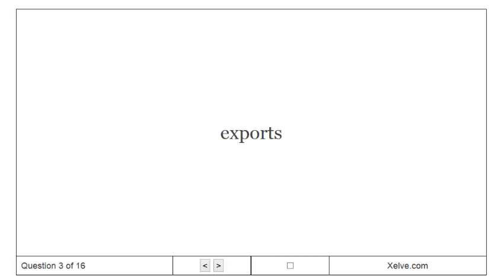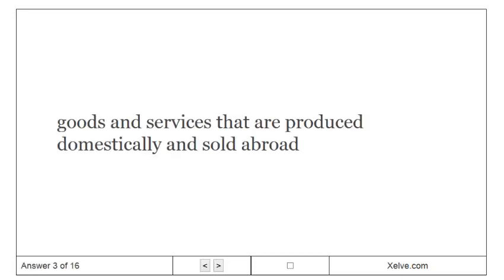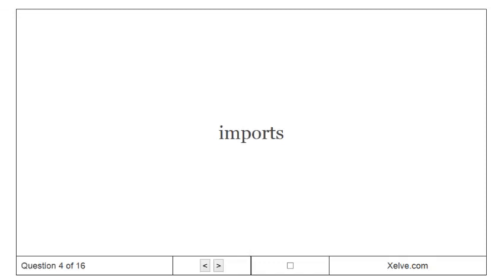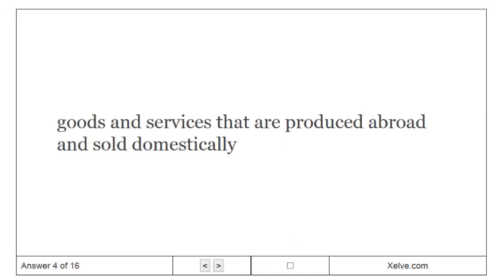Exports. Goods and services that are produced domestically and sold abroad. Imports. Goods and services that are produced abroad and sold domestically.